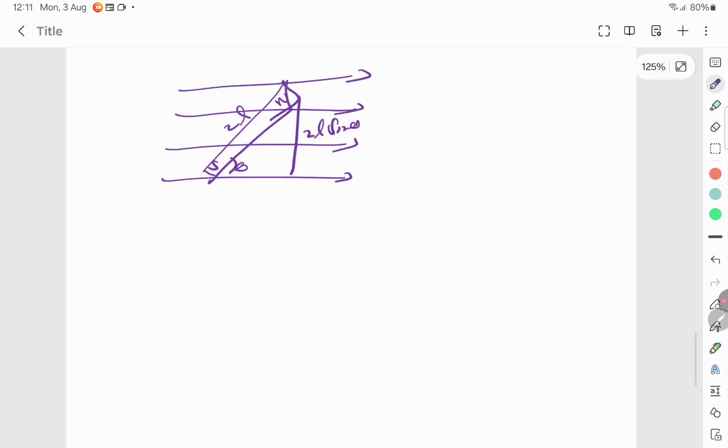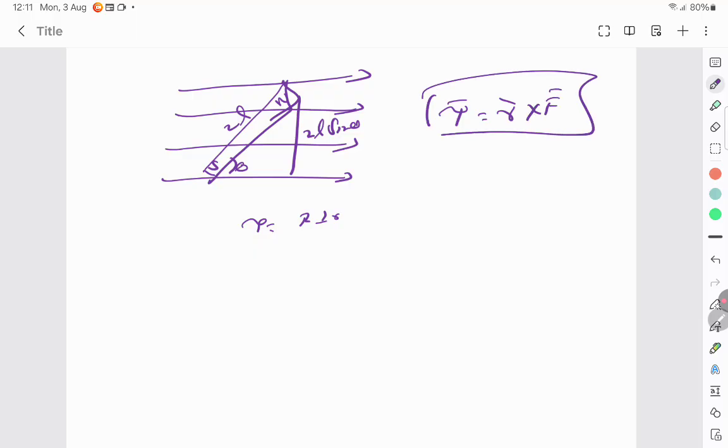It will execute torque, it will start rotating like that. So the torque is equal to force into perpendicular distance. In reality, torque is r cross F. It's a cross product. However, you can write force into perpendicular distance.